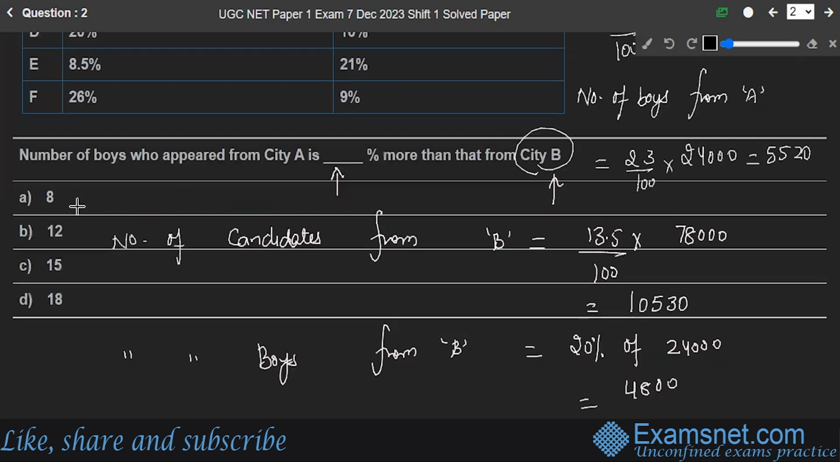That makes option C the right answer. Hope you got that. Let's move to the next question.